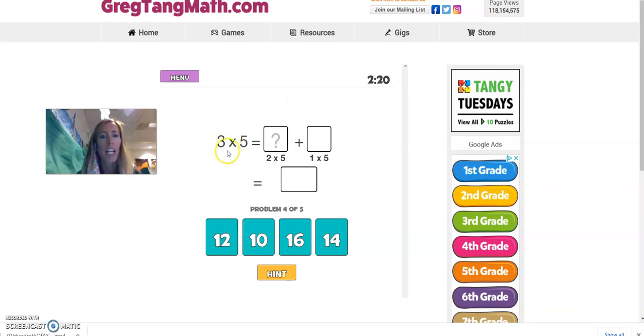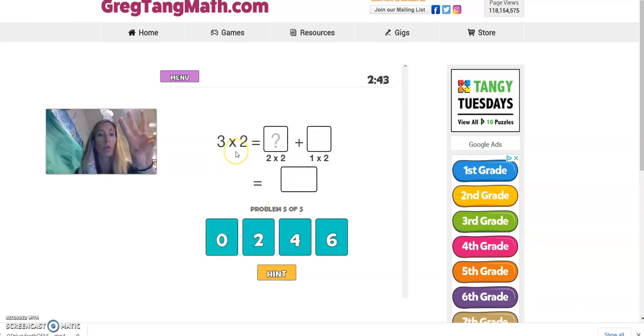And it's like, break it apart. If I have a group of 3, or 3 groups, right, I can break it apart into 2 groups and 1 more. So 2 groups of 5, instead of thinking of it as 3 groups of 5, I can go 2 groups of 5. Well, that's 10. And then 1 more group of 5 is 5. Add it together, and I'm at 15.